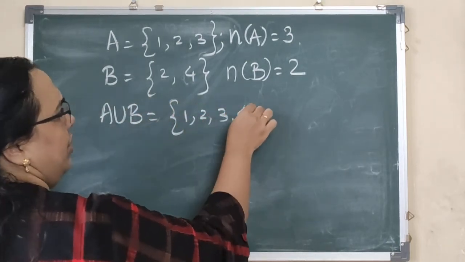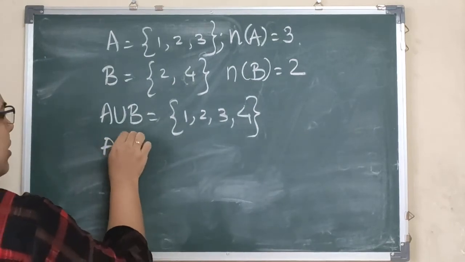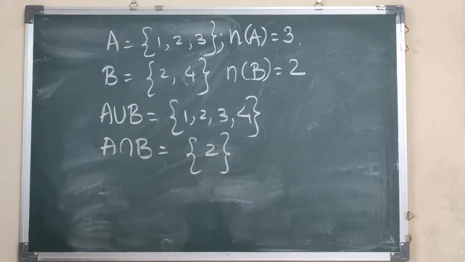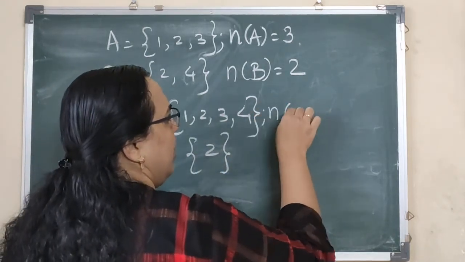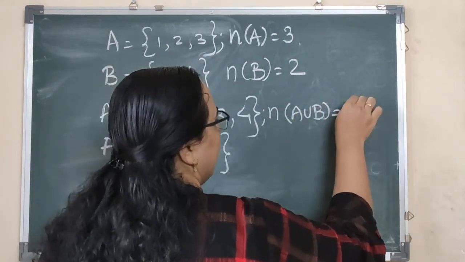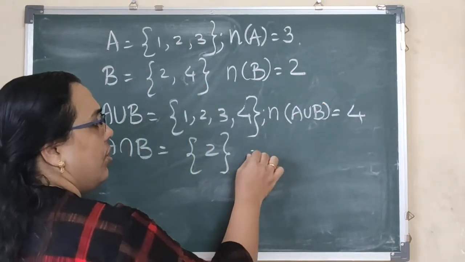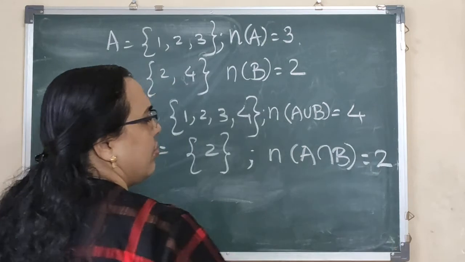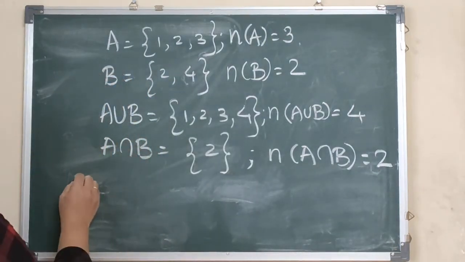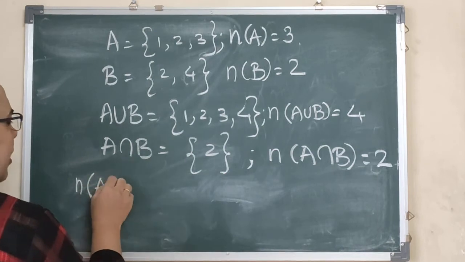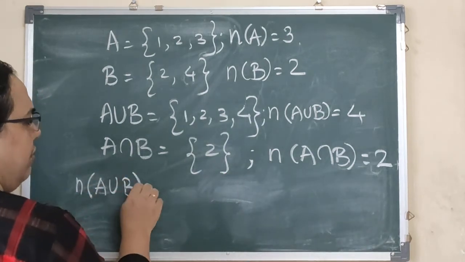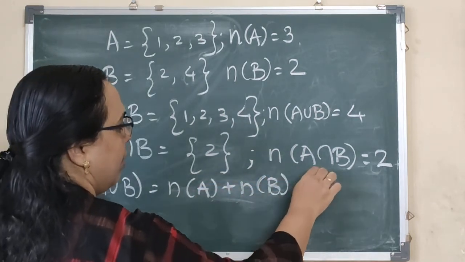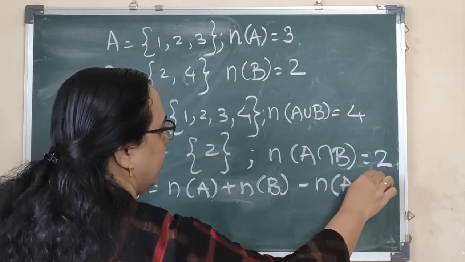Yes, I hope you are helping me, girls. What is A intersection B? Can you see that? What is the number of elements in A union B? Yes. What is the number of elements in A intersection B? Got it? So therefore, there is a formula which says number of elements in A union B is equal to n of A plus n of B minus n of A intersection B.